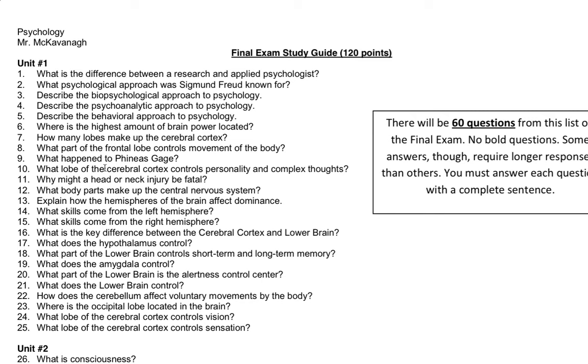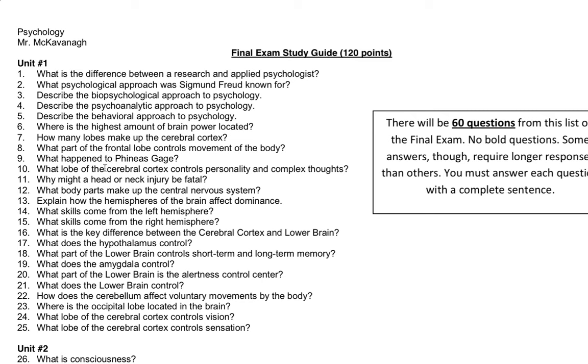Number 6, where is the highest amount of brain power located? The highest amount of brain power is located in the cerebral cortex. Number 7, how many lobes make up the cerebral cortex? There are 4 lobes in the cerebral cortex. Number 8, what part of the frontal lobe in the cerebral cortex controls movement of the body? It is called the motor strip.